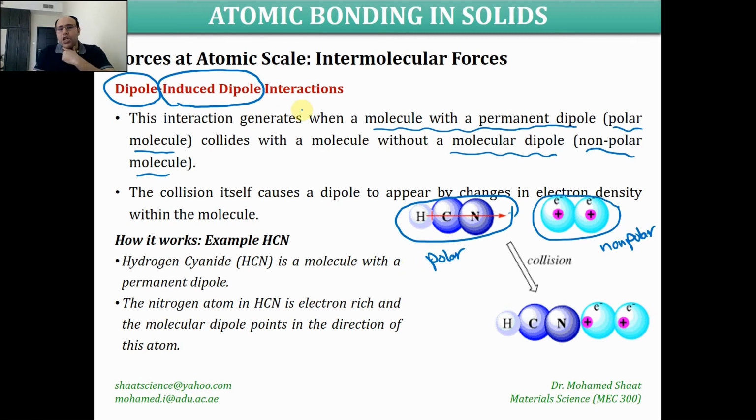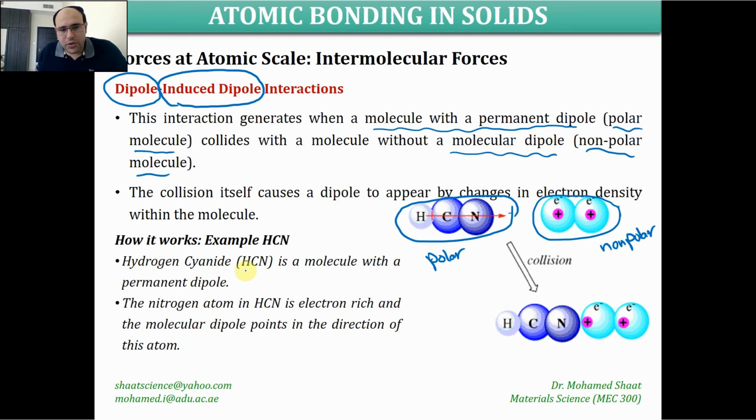So in the dipole-induced dipole interaction, we do have a dipole which is permanent, and the other molecule has no dipole moment, but it will induce a dipole moment. It will generate a dipole moment upon the collision with the other molecule. So how does it work? The collision itself causes a dipole to appear by changes in electron density within the molecule.